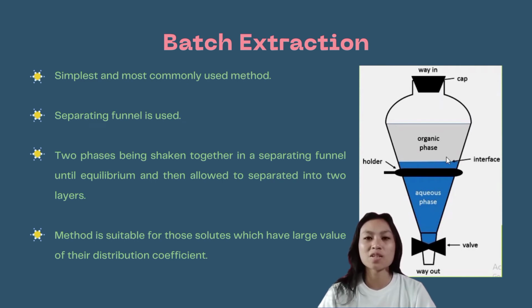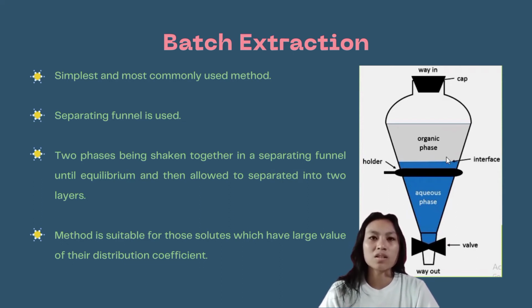The first one is batch extraction. Batch extraction is the simplest and most commonly used method. It consists of extracting the solute from one immiscible layer into another by shaking the two layers until equilibrium is attained, after which the layers are allowed to settle before sampling. This is commonly used on the small scale in chemical laboratories.